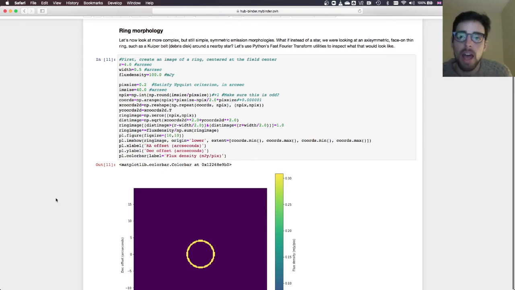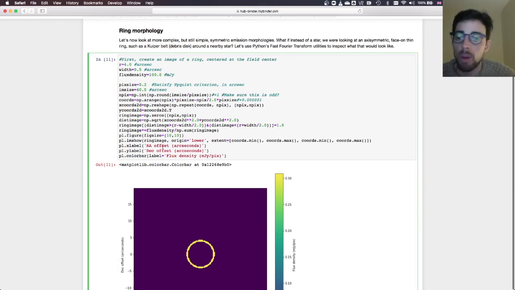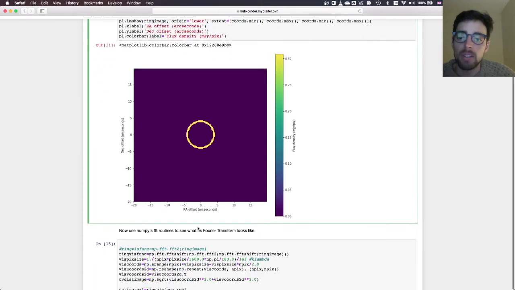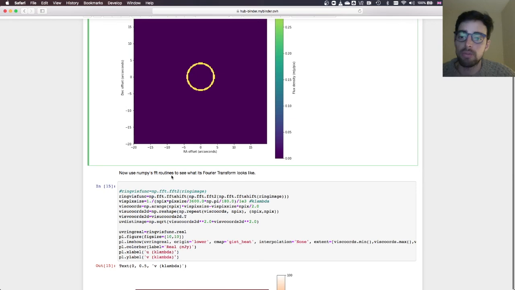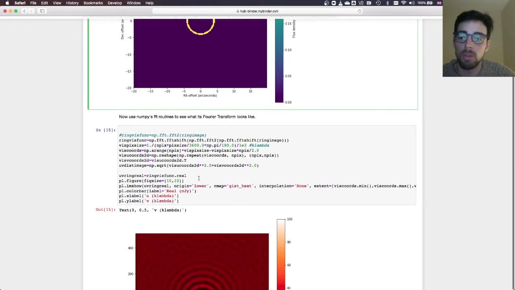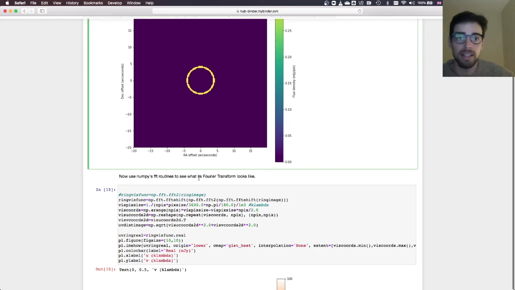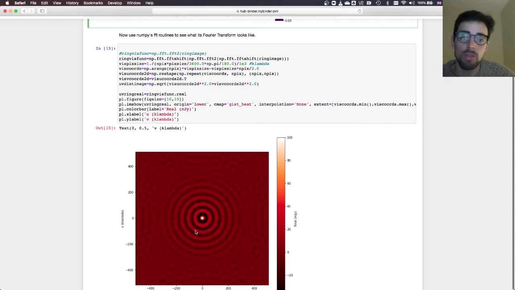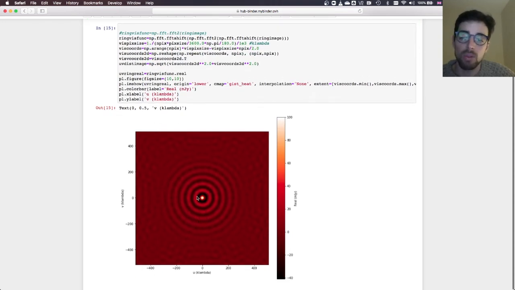what we can do is create a model of the image. So what I did here is I just created a ring and plotted it in Python with a radius of 4 arcseconds and a width of 0.5 arcsecond and a flux density of, again, 100 millijansky. So here's my ring. And what I did then is I used NumPy's fast Fourier transform routines to see what its Fourier transform looks like. And as you would predict, you can actually do this Fourier transform analytically. You get a Bessel function of 0th order as the Fourier transform of that. So our visibility function corresponding to a ring in image space is a 0th order Bessel function, as shown here in UV space.